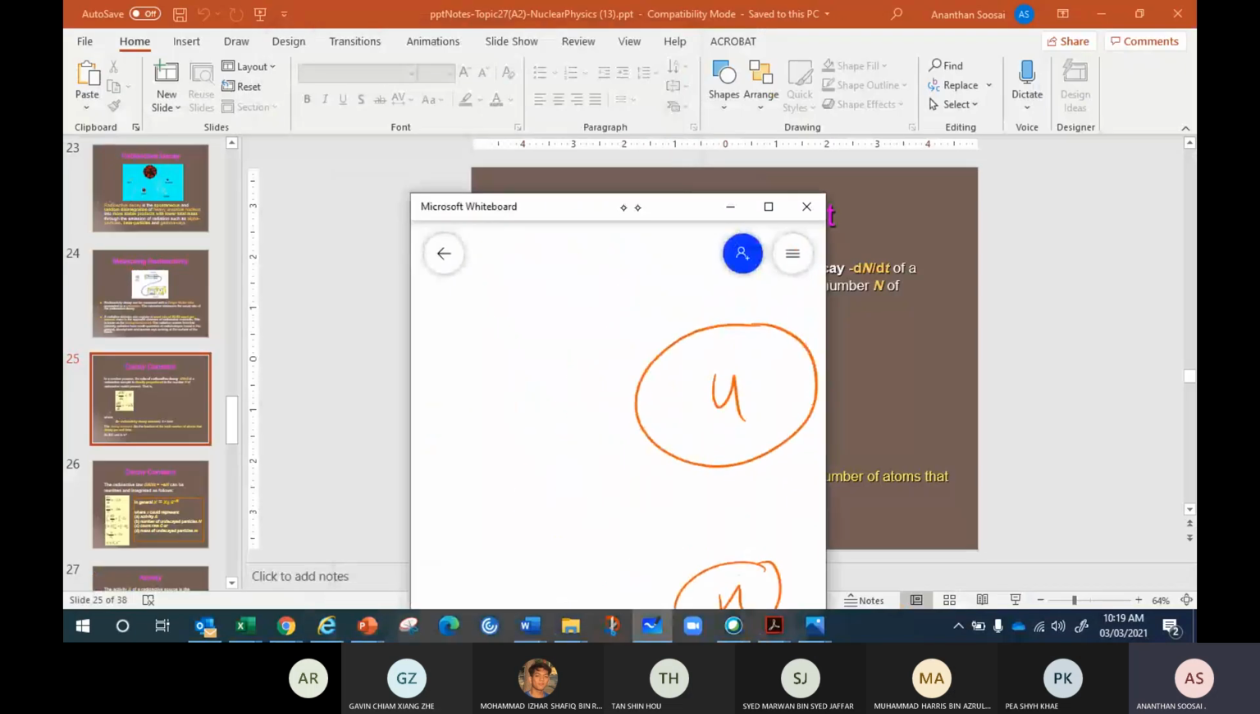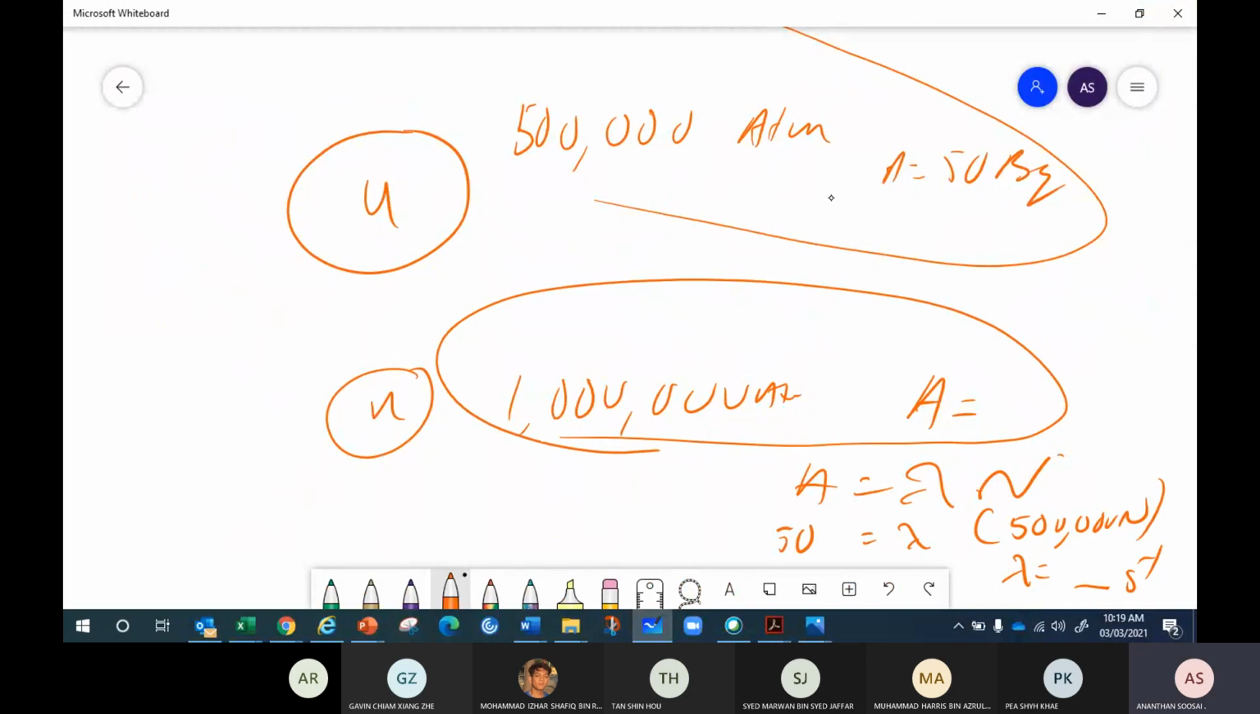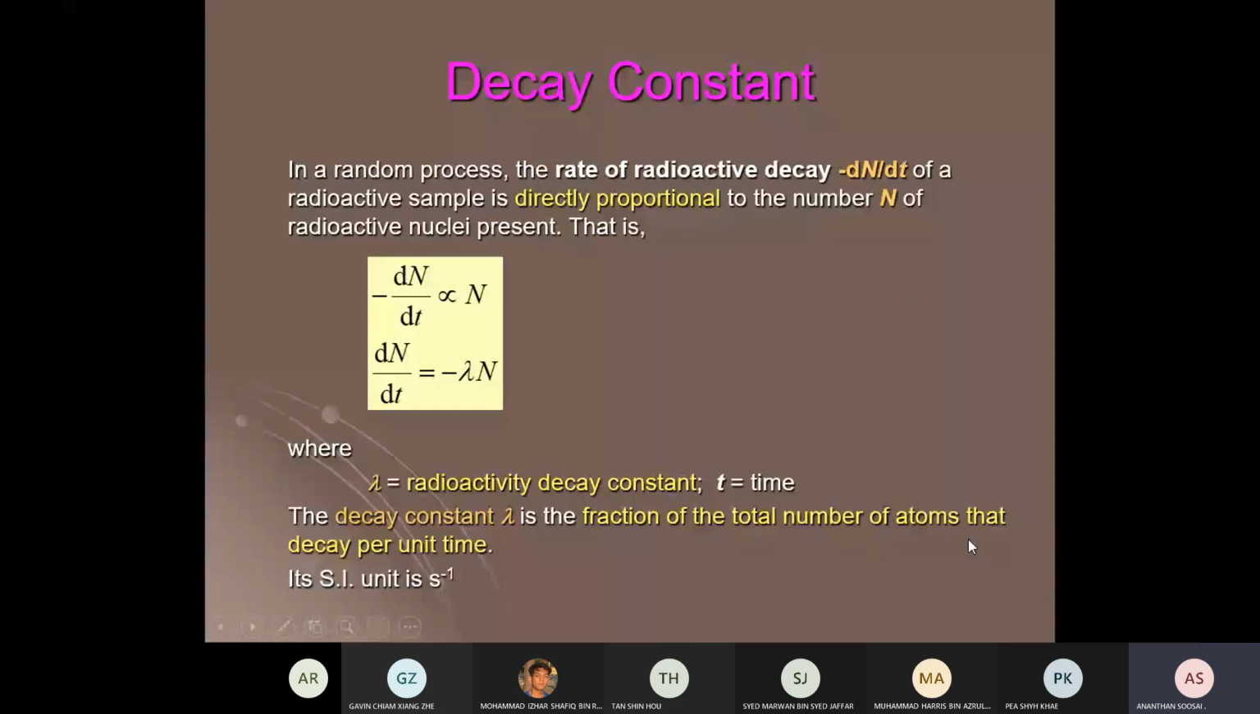The first data you can use to find the lambda. So A you put 50, N you put the number of atoms, and work out the lambda. Whatever answer you got is in per second. Now use the second data: A is what you are looking for, lambda is the one you got earlier, and put N as 1 million. So you get the new activity. So if you know the number of atoms, you can find the activity, but you need to know the decay constant. So this is the first equation.